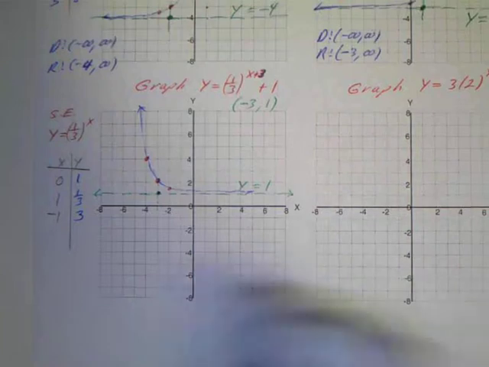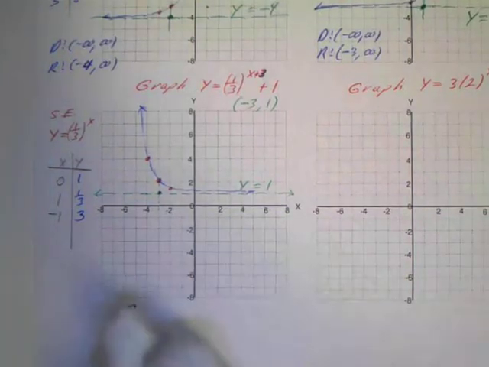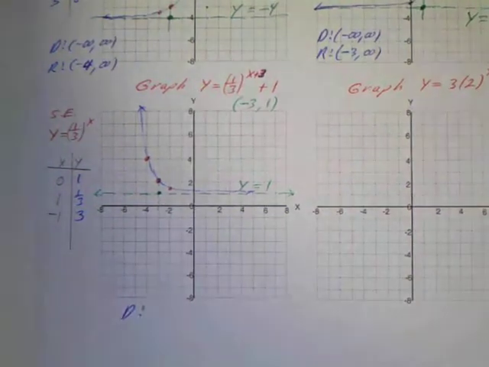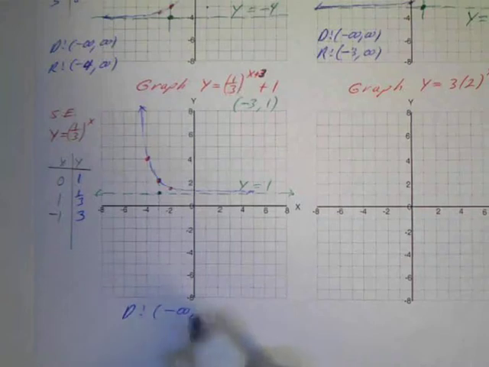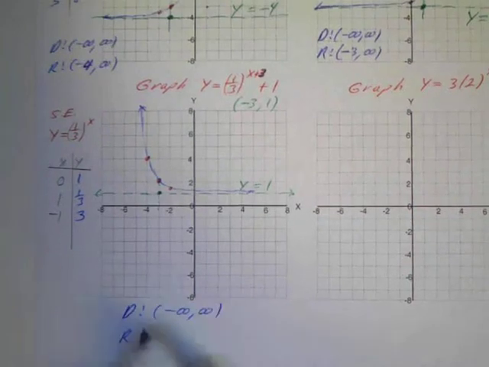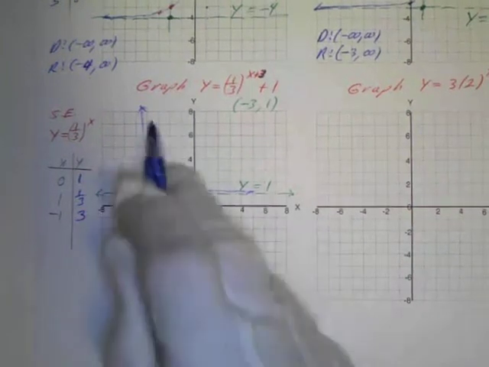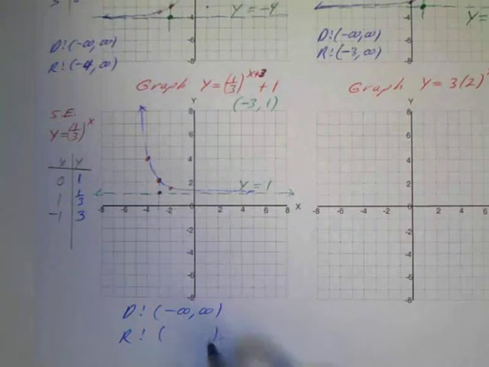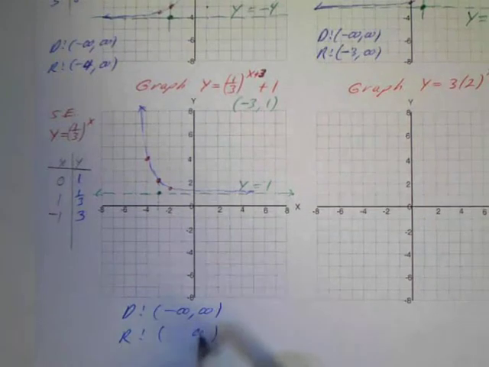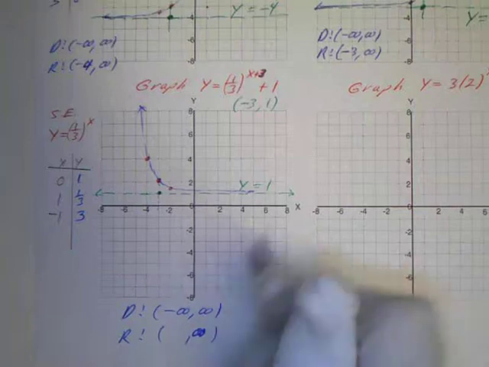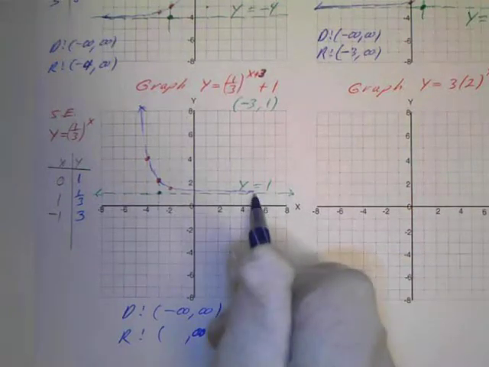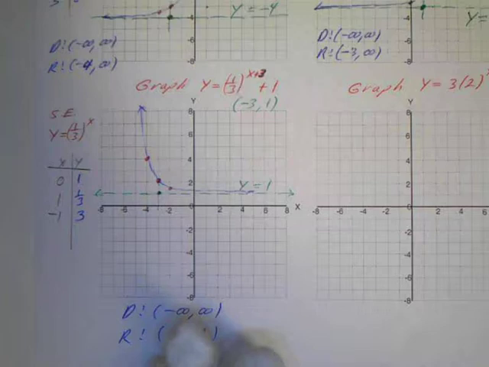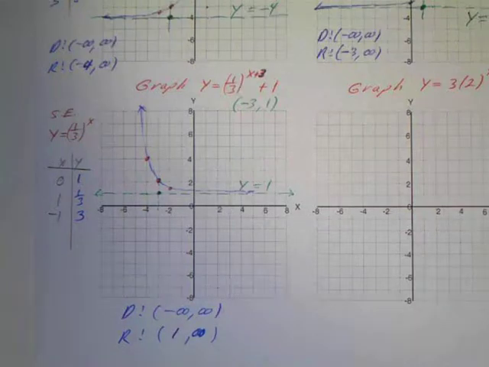And what's the domain? The domain looks like, write that down here, -infinity to infinity. And the range looks like it's going to be, that goes up to positive infinity, so we know the positive infinity always goes on the right. And it's going to be getting closer and closer to 1, but not equal to 1, so the range will be 1 to infinity. Okay.